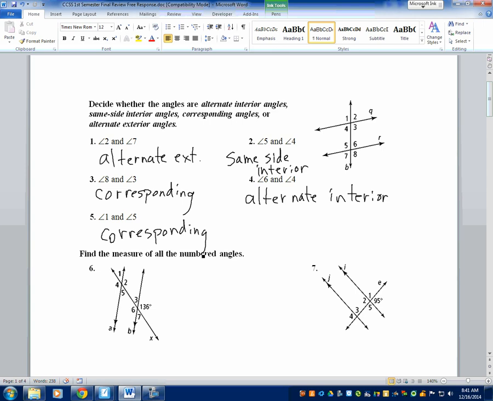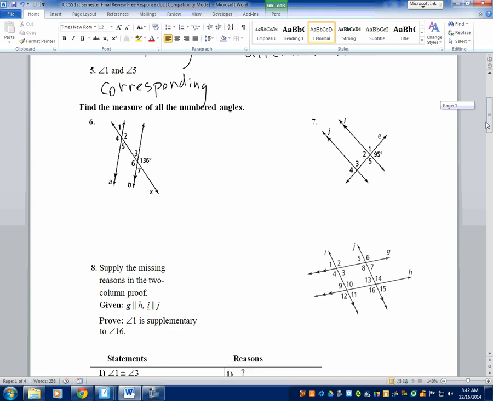You think you need to know those 4 angle types? They'll be on the final. Okay?